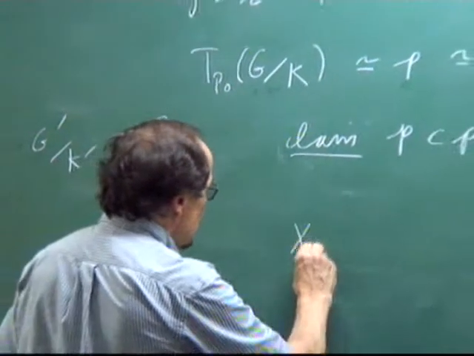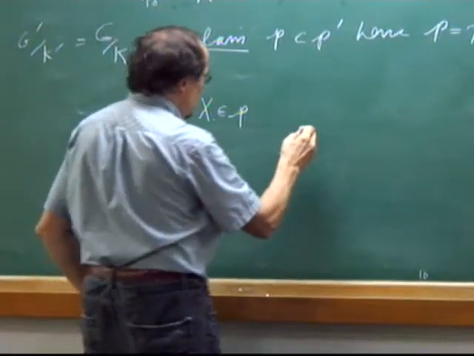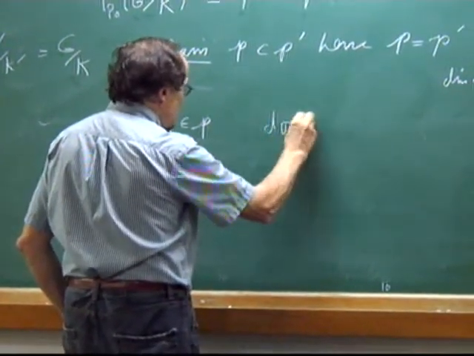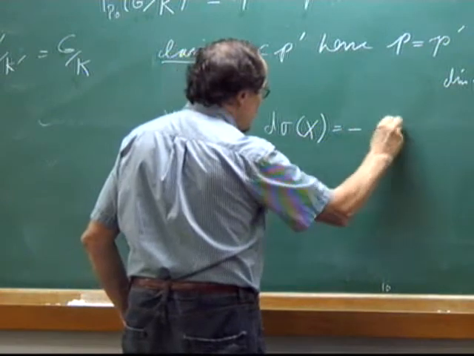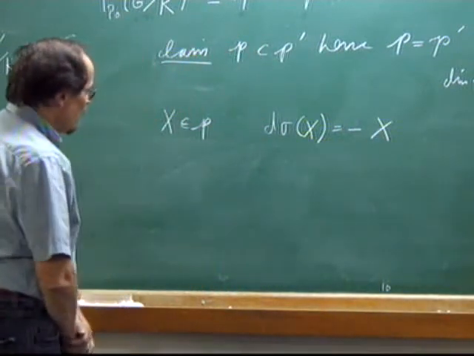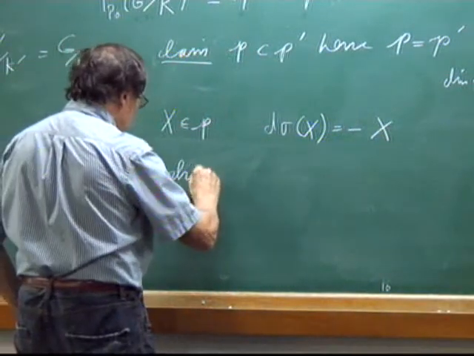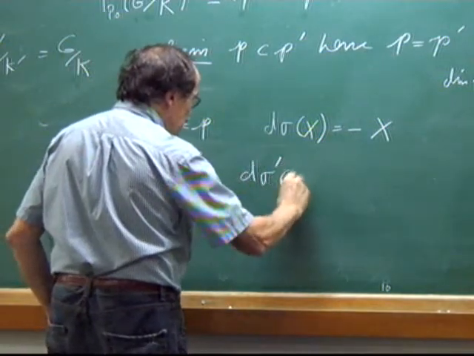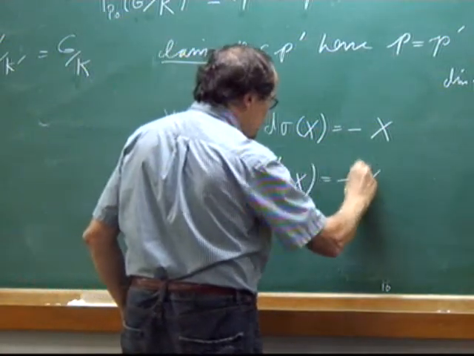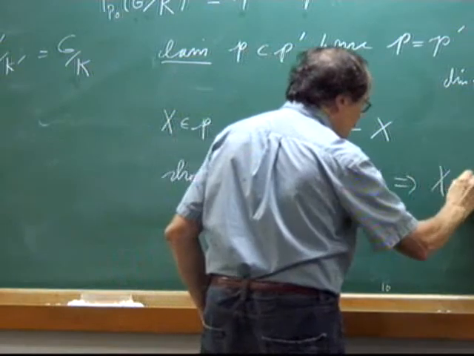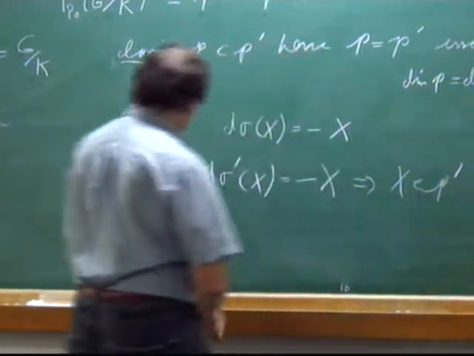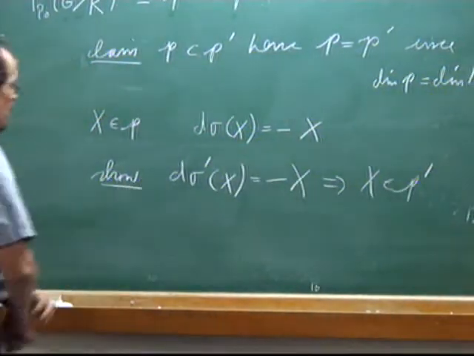So let's take an X in P. What does that mean? That means that D sigma X is minus X. I want to show that the same thing is true for sigma prime, which would then imply X is in P prime. So that's what I want to show.